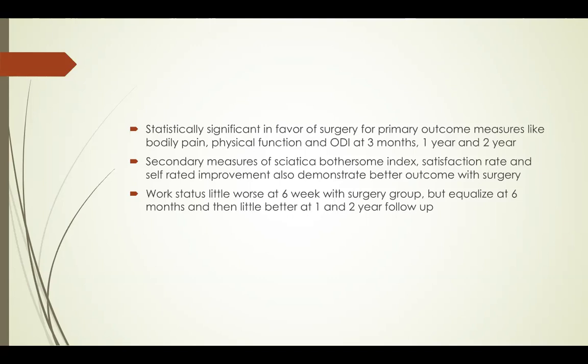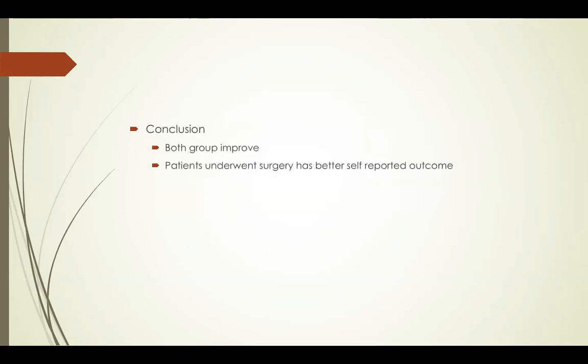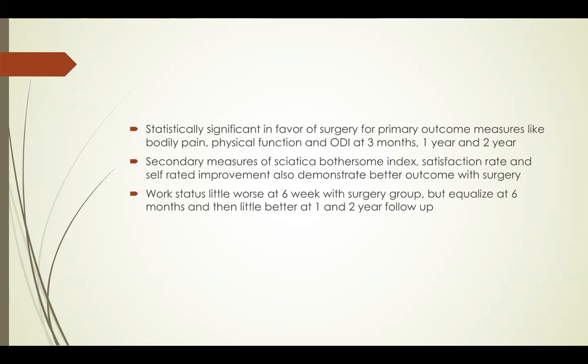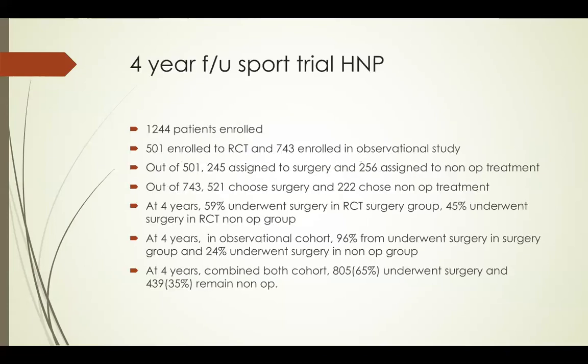So for 2-year lumbar disc herniation, the primary outcome favored surgery at 3 months, 1 year, and 2 years. Secondary measures also showed improvement. So when you underwent the surgery, both primary and secondary outcomes are better at 2 years for lumbar disc herniation. The conclusion was both groups actually improved, but surgery had a better reported outcome. Okay. So that's the conclusion.